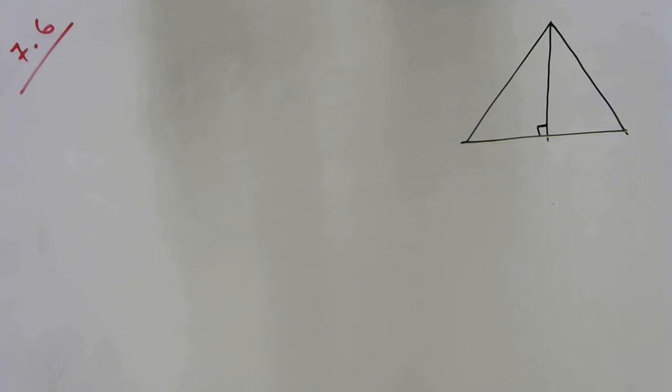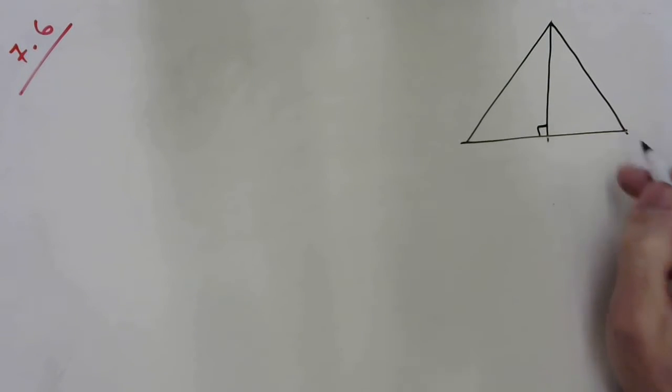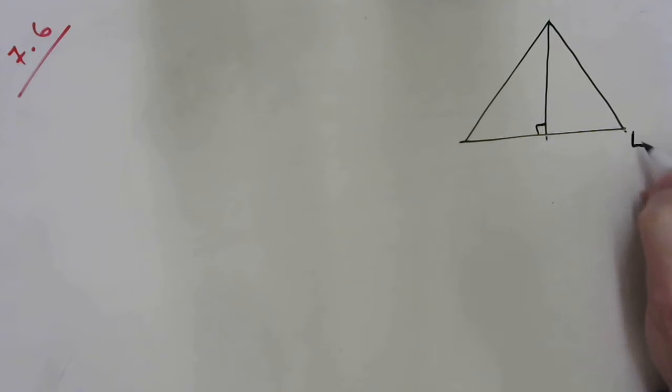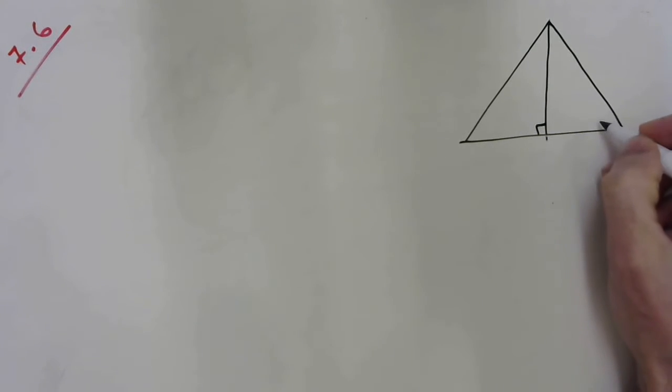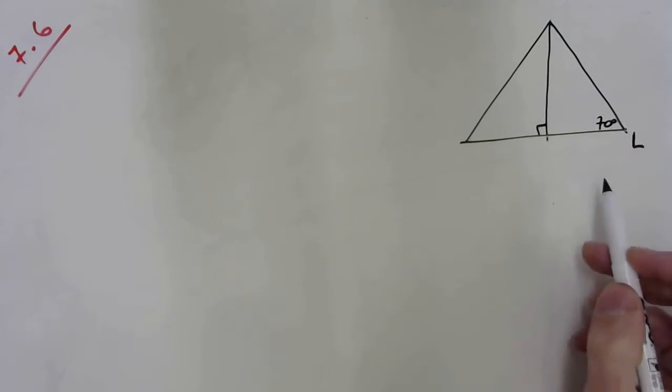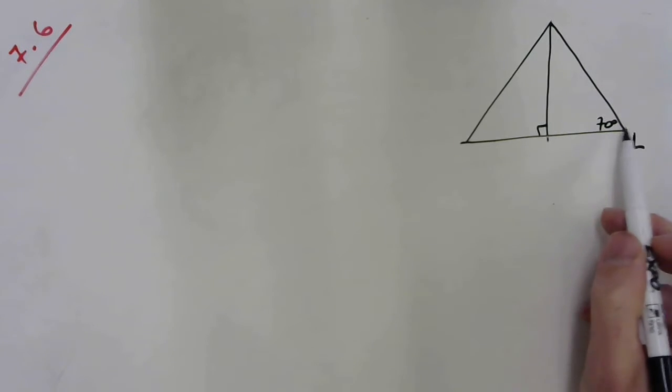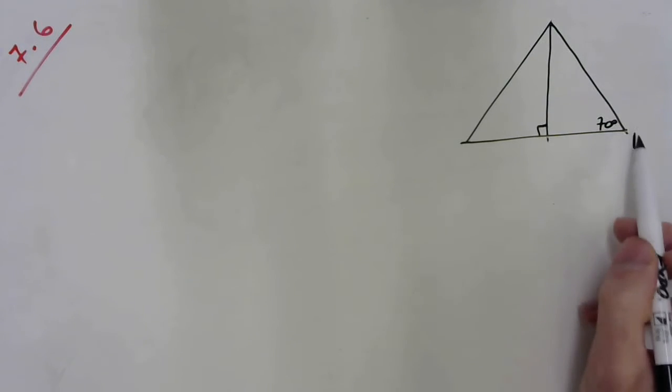Airport managers determine the cloud height visually during the day. To determine it at night, they have a spotlight that shines on the clouds. The angle that the beam makes with the ground is 70 degrees. So I'm going to start adding things to the diagram. Here we have our light. That's our spotlight shining up into the clouds. And the angle that it makes with the ground is 70 degrees.